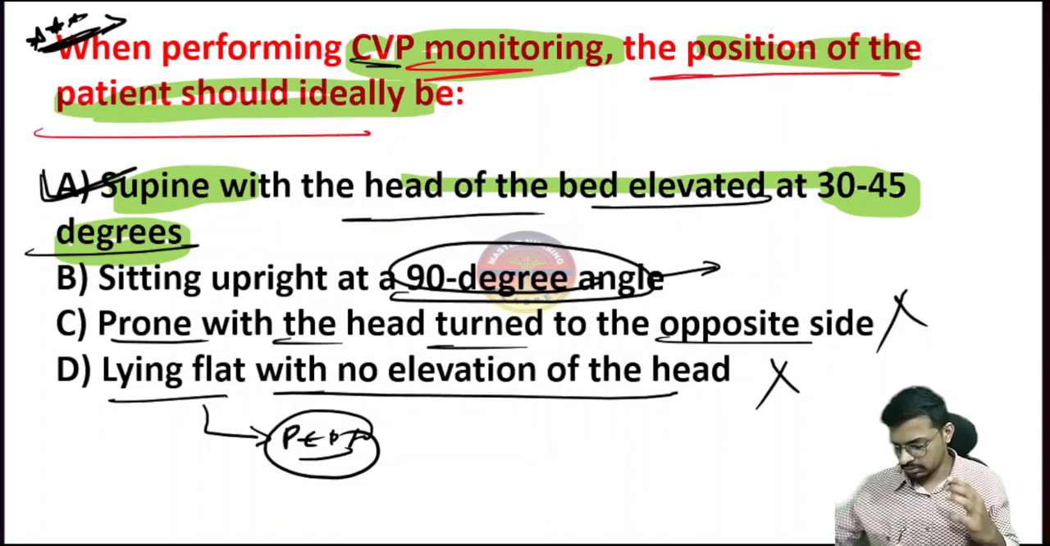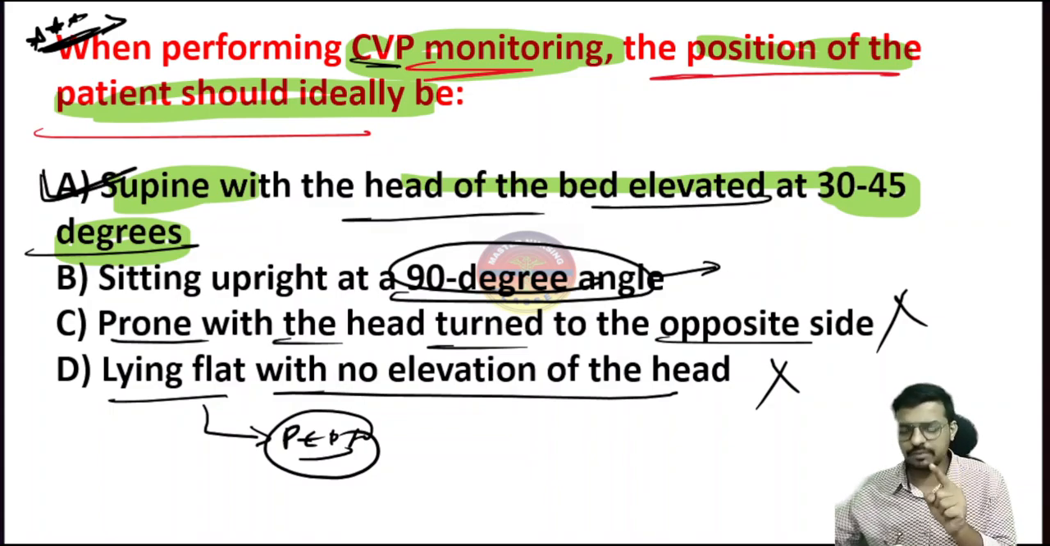Then comes the site with the highest risk of infection and DVT. Many times told, highest risk of infection and DVT is in the femoral route. Then comes the patient positioning during monitoring of the CVP. Most importantly, it is the supine position with the head of the bed elevated 30 to 45 degrees. This is the correct answer.